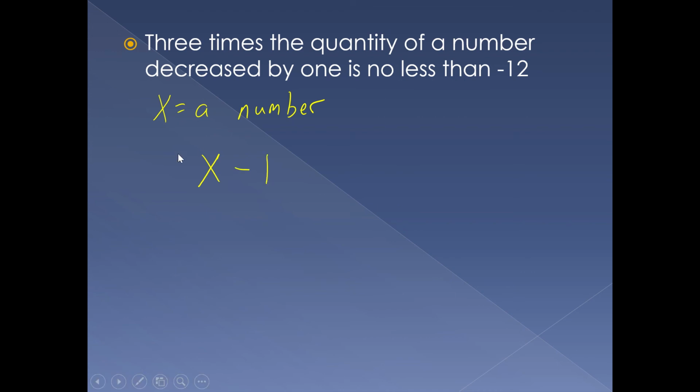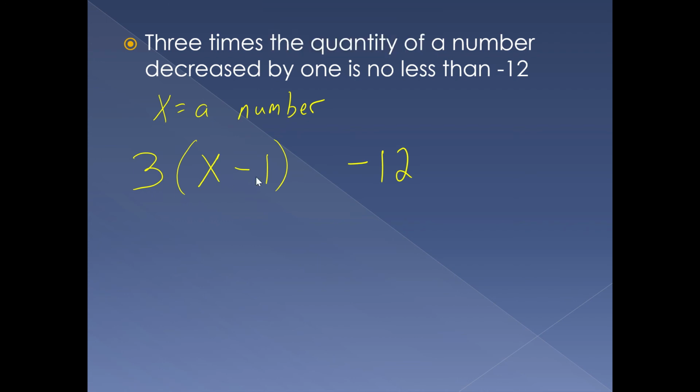So how can we show that we need the subtraction to happen before that multiplication? So we're going to multiply this by 3, but we need to subtract before we multiply by 3. Pause if you don't know, think about it. We need parentheses. That is how we can subtract before we multiply. So 3 times the quantity of a number decreased by 1 is no less than negative 12.